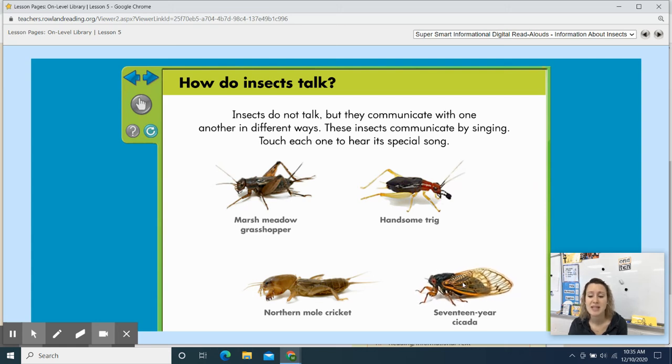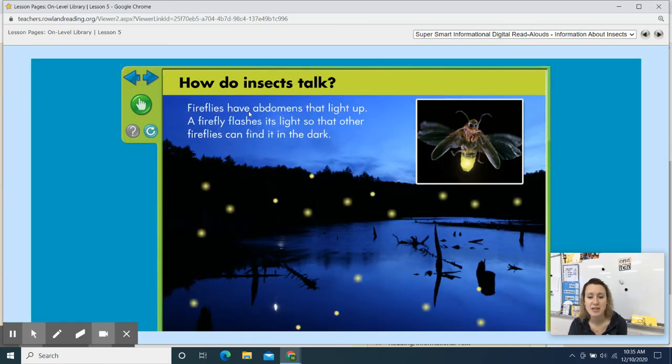And this is a 17-year cicada. I bet you've heard these in the summer. Kind of sounds like it's screaming, right? Bugs make interesting sounds. How do insects talk?